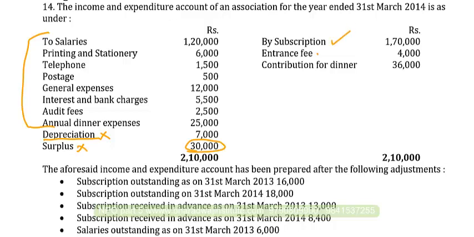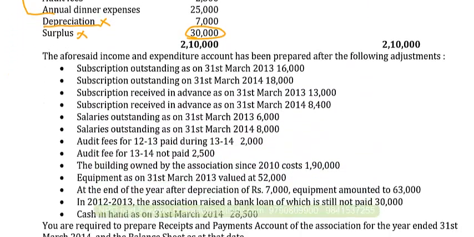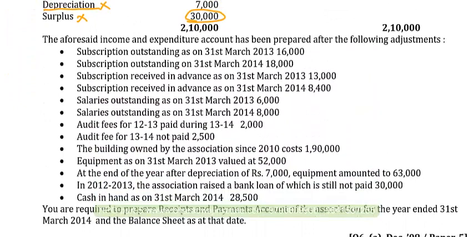Then subscription receipt you have to find out, entrance fees you have to find out, contribution for the dinner you have to find out. What is the amount collected you have to find out based on the adjustments. All these things will come in receipts. Of course, this will come in payments. Go to the adjustment, please. Subscription outstanding on 31st March is given. This is the opening balance. The next one is the closing balance.